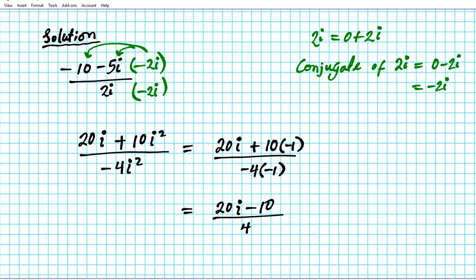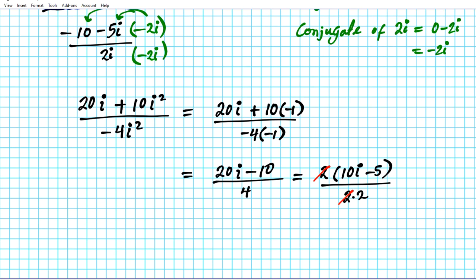So what can we reduce by? We can see that 2 goes into every single thing. Let's factor out 2 from the numerator. If we factor out 2, we have 10i plus 5 divided by 4. You can write 4 as 2 times 2. And then you can clearly see that 2 is a common factor of the numerator and the denominator, so we can divide out that common factor. That leaves us with 10i plus 5 over 2.